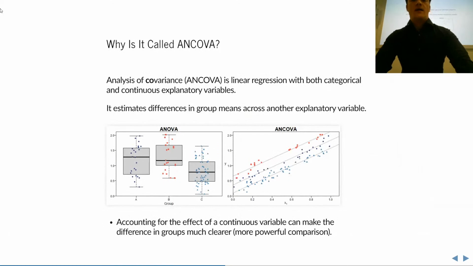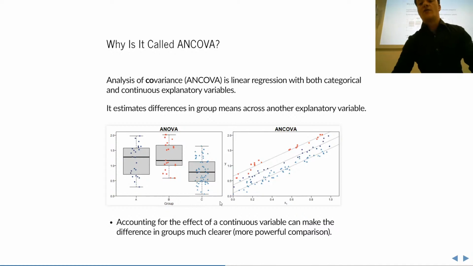Okay. Why is it called Ancova? Because it has a relationship to Anova. Anova is where you just compare sample means, so your whole model is just a bunch of intercepts or only dummy variables. And in Ancova, we estimate how these groups differ across another explanatory variable.